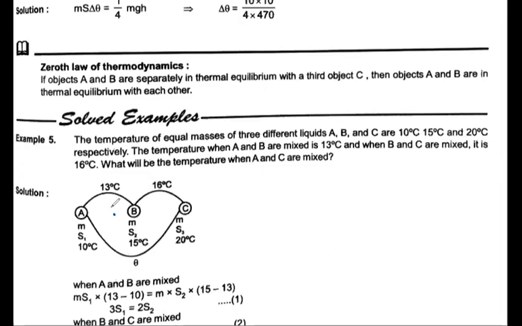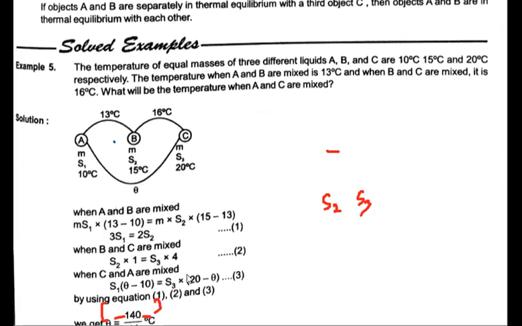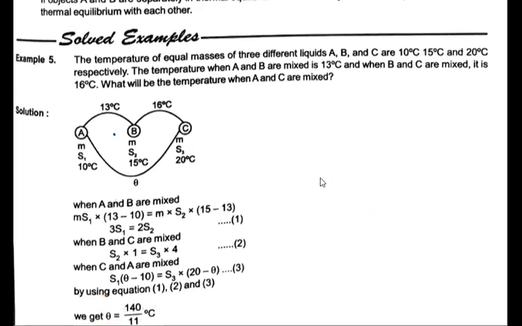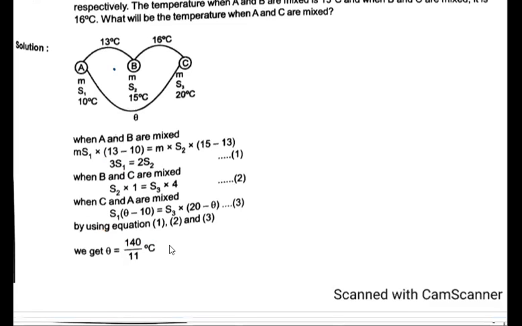So when A and B are mixed, the final temperature is given as 13. So I can find the relationship between S1 and S2, yes or no? Because delta T is given and mass is equal, I can find the S1, S2 relationship. In the same way, when B and C are mixed, I can find the relationship between S2 and S3, and equating these, I can find the relationship between S1 and S3. Got it? Then it is easy. Everyone got this?